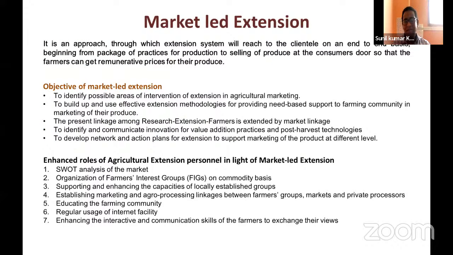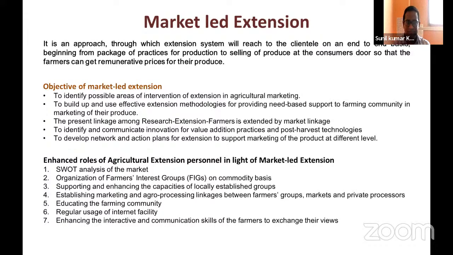Coming to market-led extension, it is an approach through which the extension system reaches the clientele on an end-to-end basis, beginning from package of practices and production, and reaching to consumption of that particular commodity by its consumer, while getting remunerative prices for the farmers.